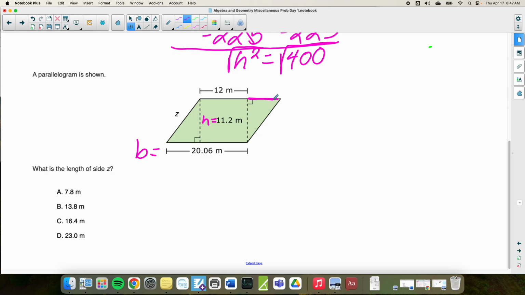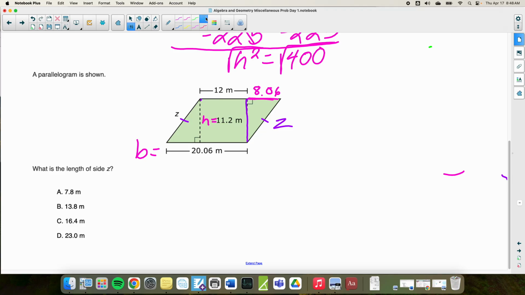20.06? Wouldn't it be 8.06? And what you can assume in this one, there's actually two ways you could think about this. You could think, well, if this height is 11.2, so is this height 11.2. And in a parallelogram, opposite sides are equal. So if that's Z, this is Z. And now I have this right triangle. The 11.2 is this, that's 8.06.